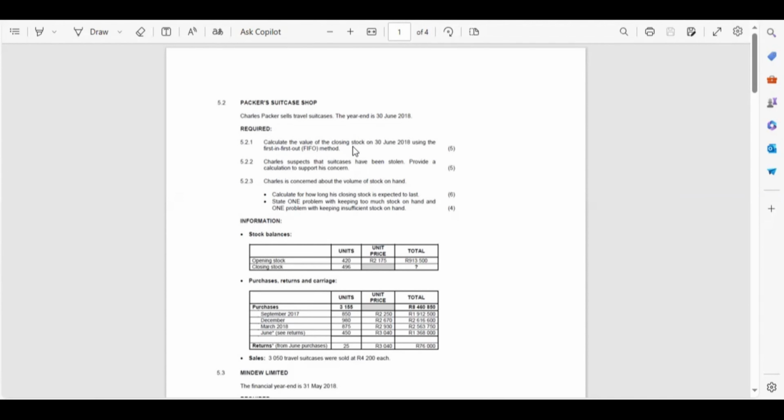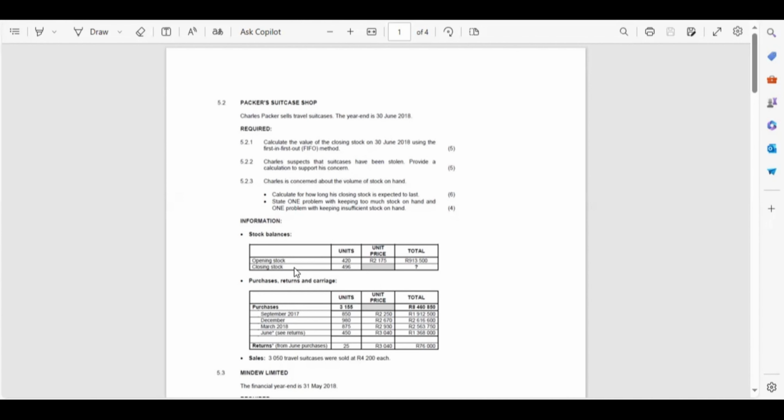So basically your FIFO method simply means that the inventory that is bought in first is going to be the inventory that is going to be sold first. First in, first out. Now, based on this, they need us to calculate the value of the stock using the FIFO method at the end of the year.